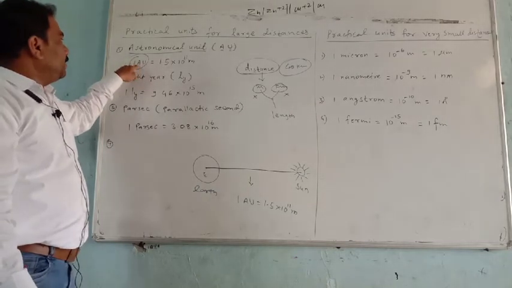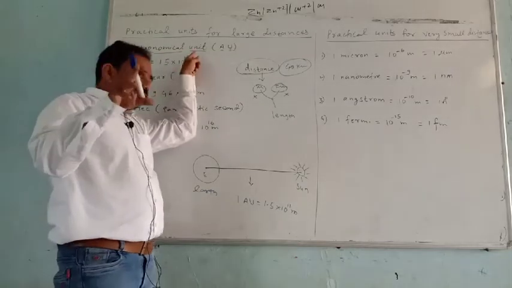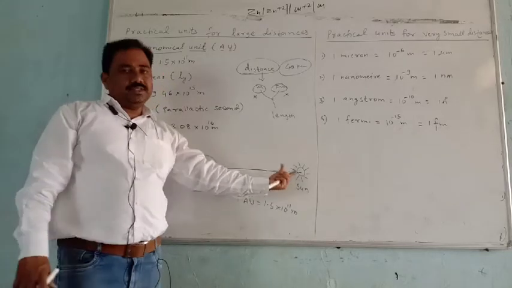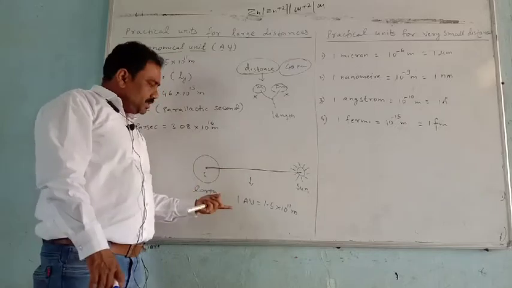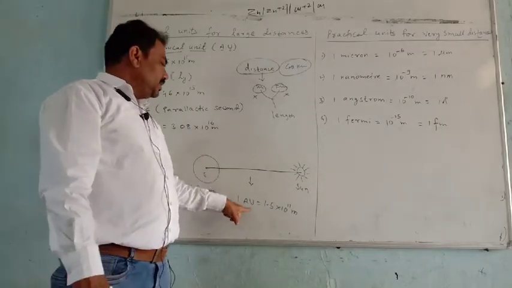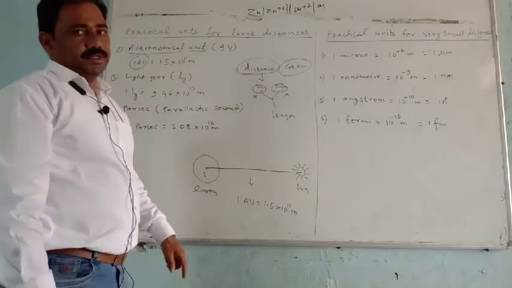What is the meaning of AU? Astronomical unit. And what is the meaning of that astronomical unit? The distance between the center of the earth and the sun. Whatever may be the distance in between these two, that is measured in astronomical unit. So one astronomical unit is equal to 1.5 into 10 to the power 11 meter.